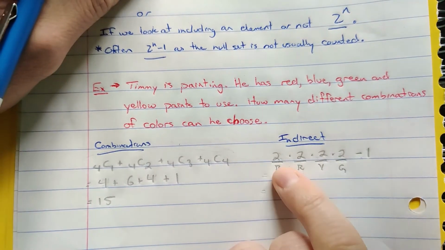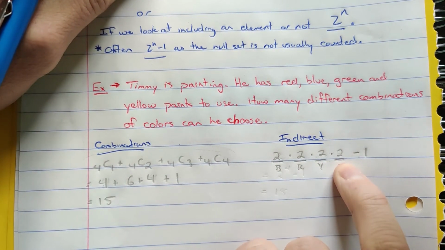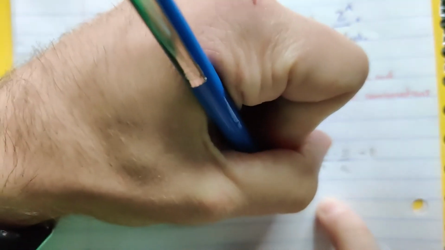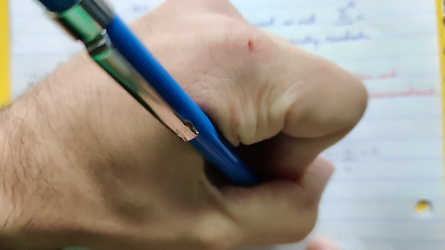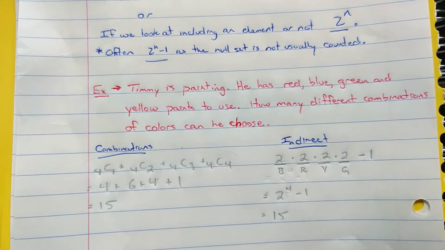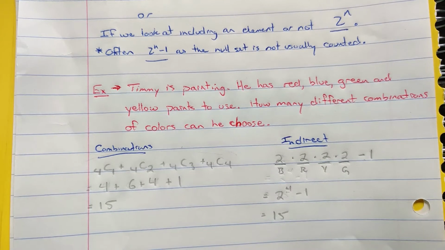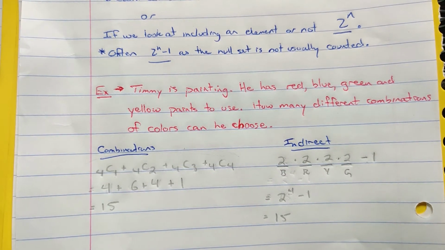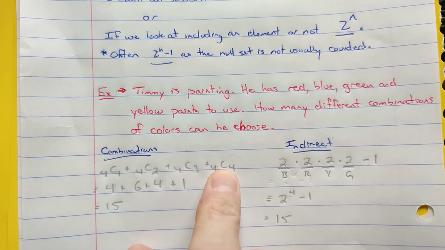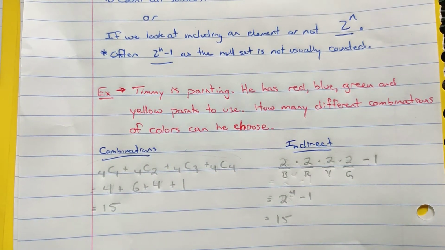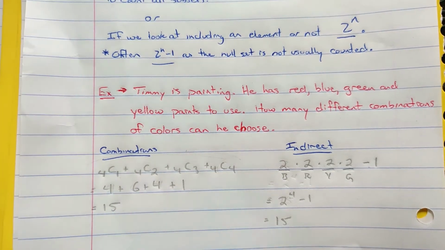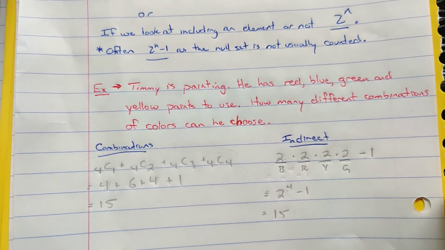So if you look at that, 2 times 2 times 2 times 2 is the same as 2 to the power of 4 minus 1, which is 16 minus 1, or 15. It's the same answer. So if we're in a binary option of using something or not using something in a set of items, then we can use the individual combinations, but again, if it gets too big, like if there were 15 paint colors, you'd have to do 15 combination calculations. You could do 2 to the power of 15 minus 1. It'll be a lot easier. So that's the indirect method of using it.